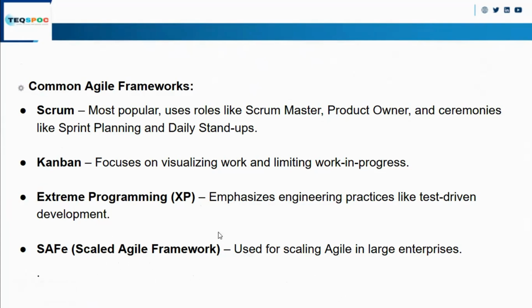And SAFe is nowadays a new framework, basically the upper version of Scrum. It is the Scaled Agile Framework, used for scaling agile in large enterprises. So basically, SAFe is used in large enterprise applications. It is an upgrade of the Scrum framework.